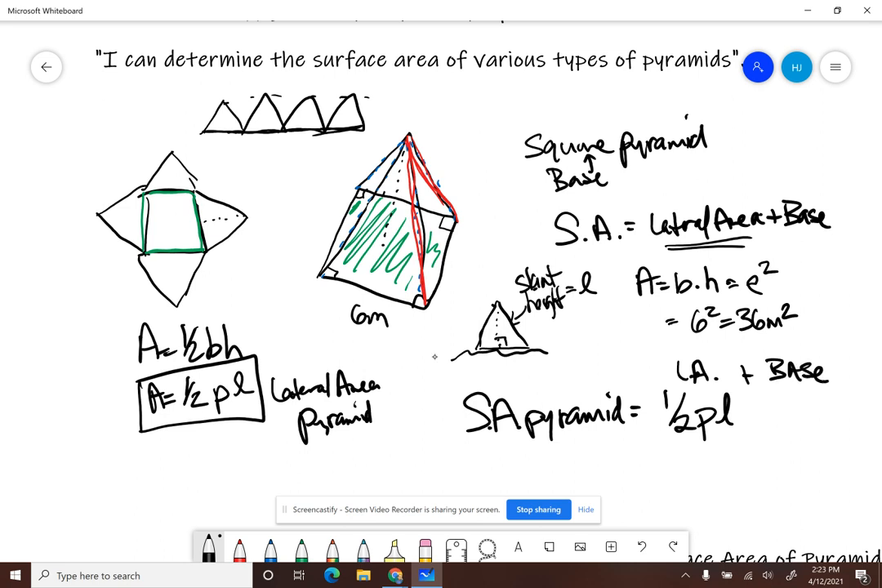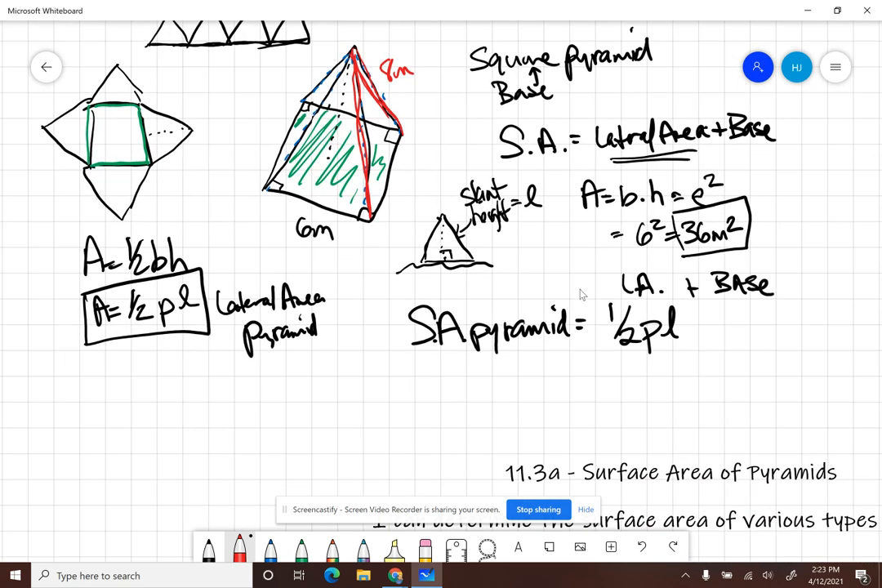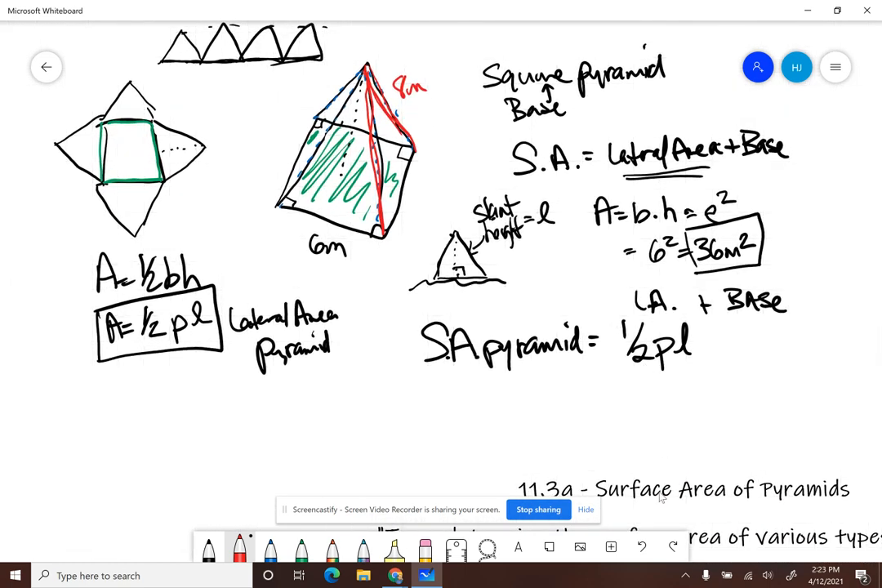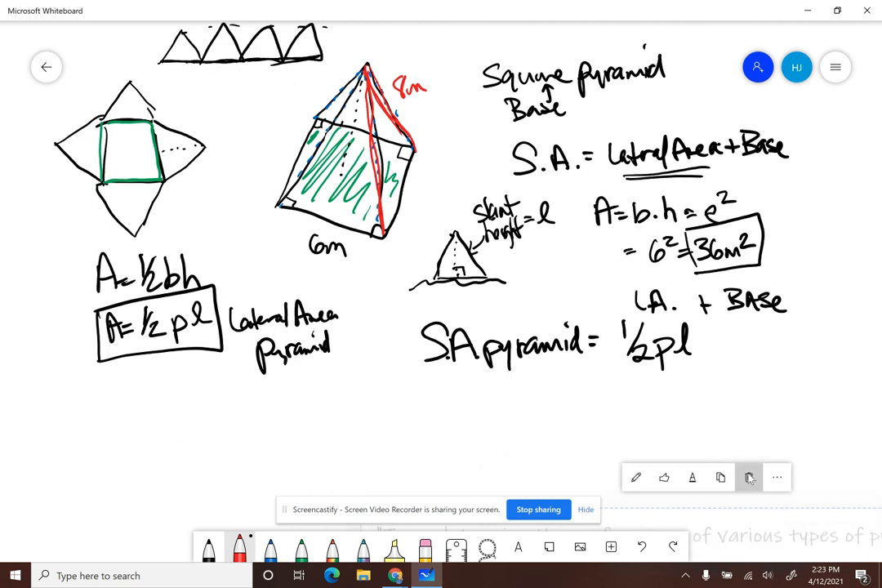Now, this one in particular had a square base, so we kind of already figured out that the square base is 36 meters squared, okay? Let's say, for example, that this slant height right here in red was 8 meters, okay? So let's think about what we could put into this particular problem to help figure this one out. All right, so we got 1/2 P times L.